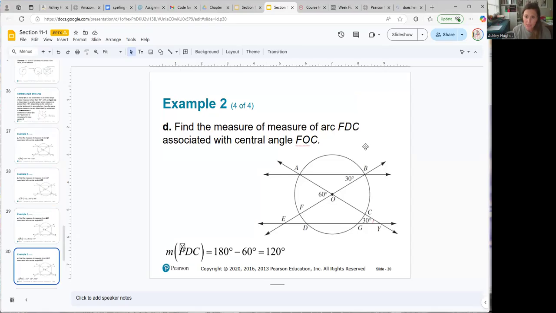F, D, C. Okay, so we need a bigger O. So FDC is this arc right here, and the angle that's associated with that is this one right here. So this guy right here and 60 need to add up to be 180 because they are on a line, and the line is 180 degrees. So that means that the X, that missing piece, will be 120. And if this is 120, that means that its arc is also considered to be 120 degrees.